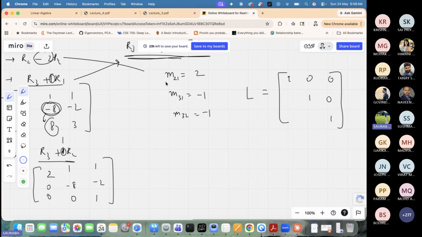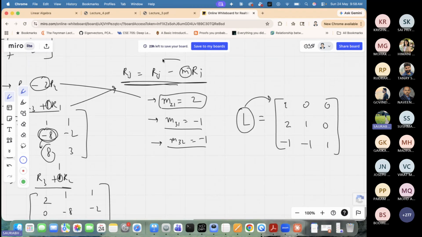Now, M21 is 2, you place it here. M31 is minus 1, you place it here. M32 is minus 1, you place it here. So this is your lower triangular matrix, right? You keep a track of what you have used to do the row transformation, that's all.